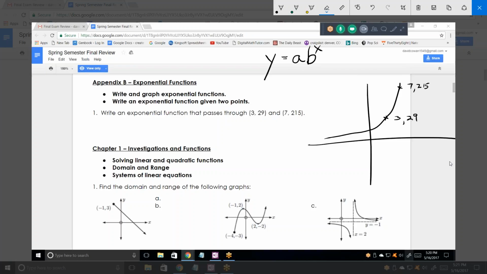The goal basically is to solve for a and b. So how can I do that? You make 2 equations. Give me one of them. 29 equals a b to the 3rd. What's another one? 215 equals a b to the 7th. Now, how do I solve this for a and b? I got two equations and two variables, so I know I should be able to solve it. Tell me how to do it.